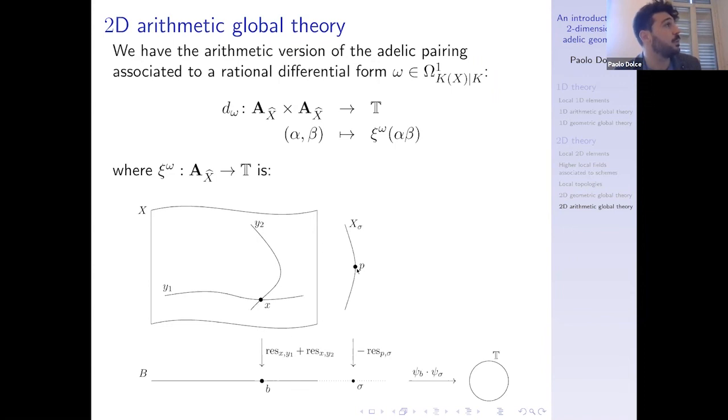Then you have the residue coming from this point here. So you push it back to the base, and here you go to the adeles on the base, and here you take characters of one-dimensional adeles, and you go to the complex unit circle. So in this way, you obtain a map. Of course you have to compose with multiplication. Here you have a map.